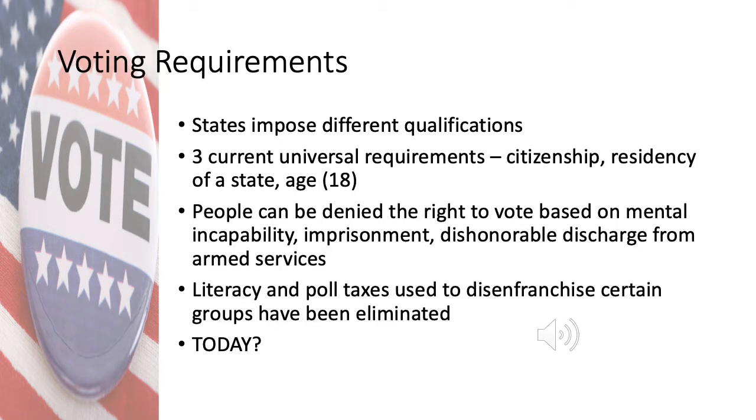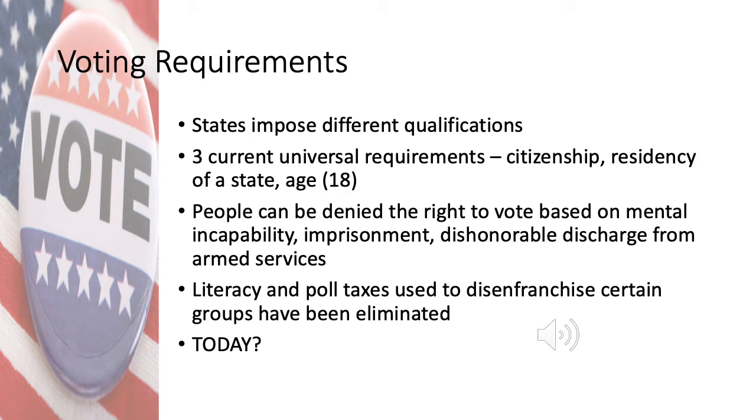Voting requirements are a state right. Remember, with the idea of federalism, states have certain controls and the federal government has others, and voting requirements are a state-controlled issue. So there are only these items on this slide that are actually federal, which all states have to have, and then certain states have other requirements. States impose different qualifications, but the basics are these universal requirements: you have to be a U.S. citizen, a resident of the state that you're registered to vote in, and you must be 18 at the time of voting.